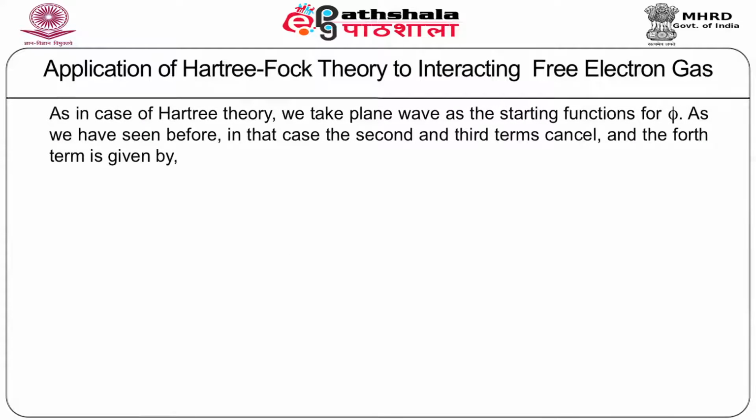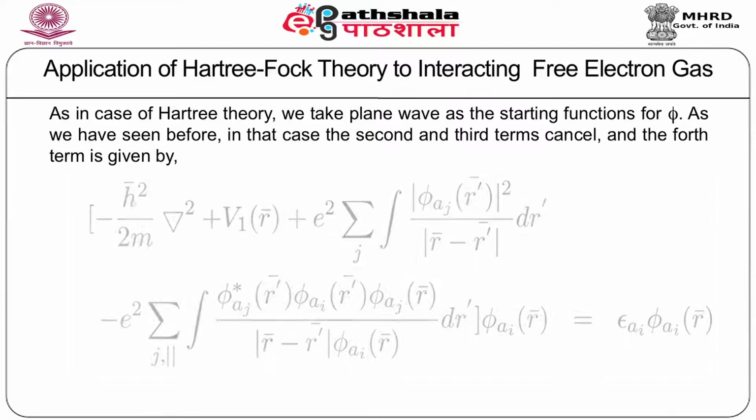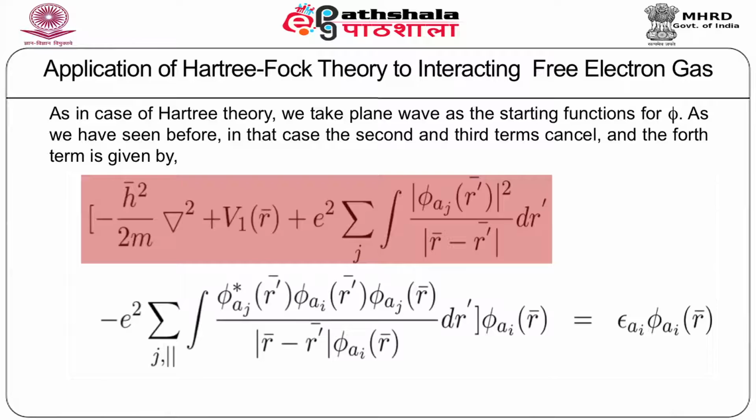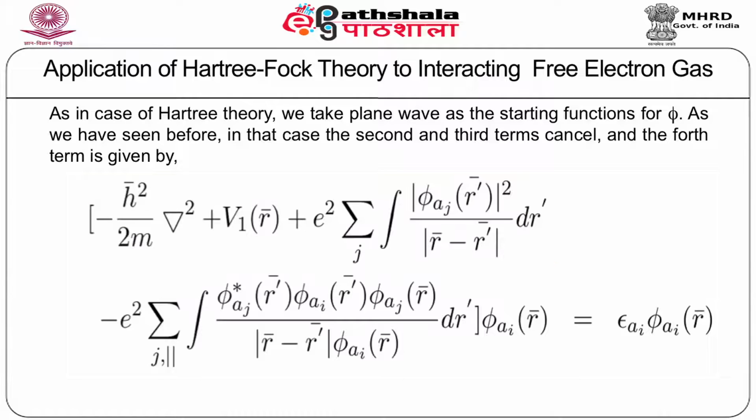As in the case of the Hartree theory, we take the plane wave as the starting functions for phi. So what is the initial guess for phi? We start with the plane wave. And as we have seen before while discussing the application of Hartree theory to the plane wave case, we also find in this case similarly that the second and the third term cancel, because we have this positive background and this negative background of equal density.